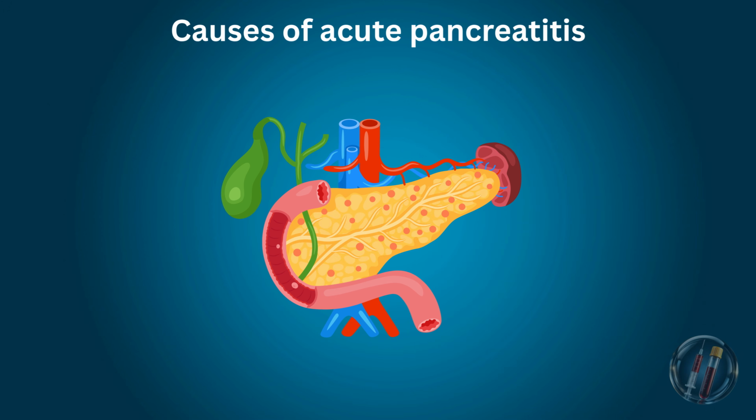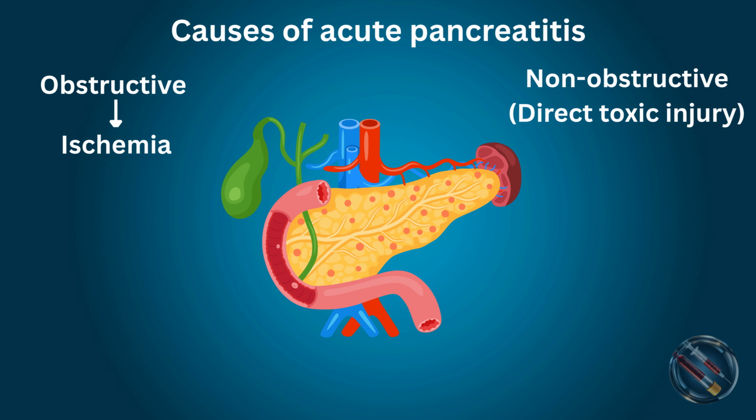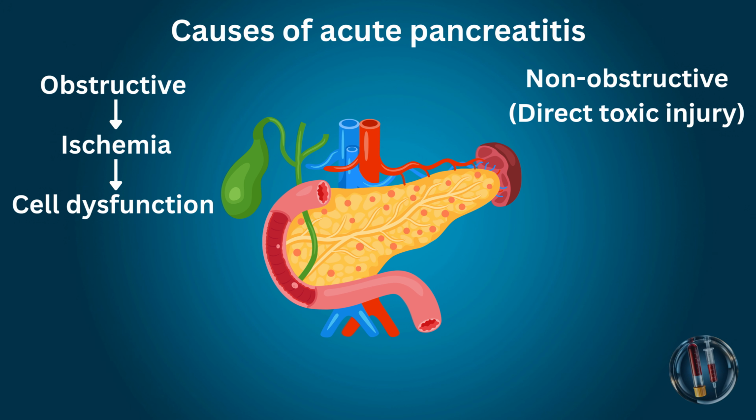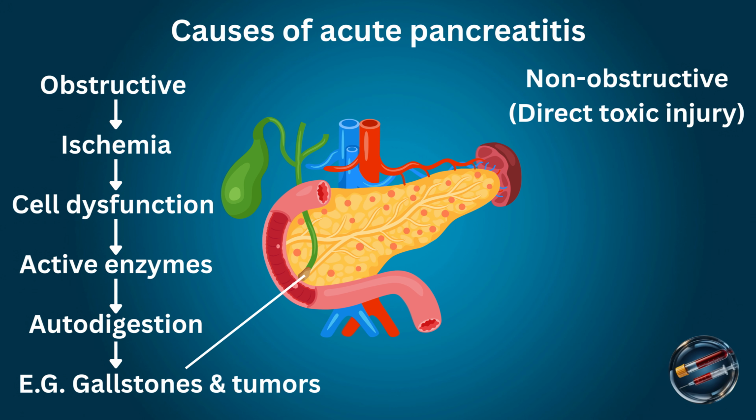Generally, the causes of acute pancreatitis are divided into obstructive and non-obstructive groups. Obstruction of the pancreatic duct increases intraductal pressure and induces local ischemia, leading to acinar cell dysfunction, which triggers the premature intracellular activation of trypsinogen and other digestive enzymes. For example, gallstones and tumors can obstruct the duct and initiate acute pancreatitis.